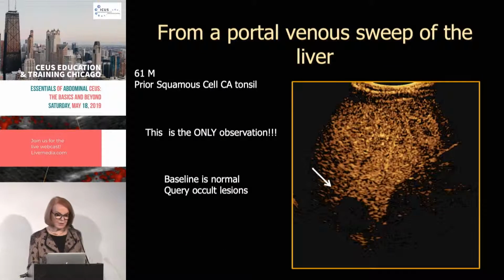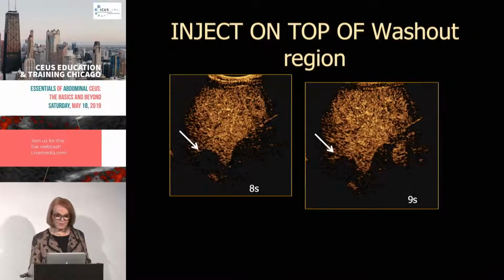So let's look at this patient. This is a 61-year-old male who has a prior squamous cell carcinoma of the tonsil. He has one observation on his scan, and that is that on the sweep, we can see that very deep but black hole in that liver. And the baseline is normal. So we think that this is possibly an occult tumor. When we inject on top, this is quite a challenging scan.